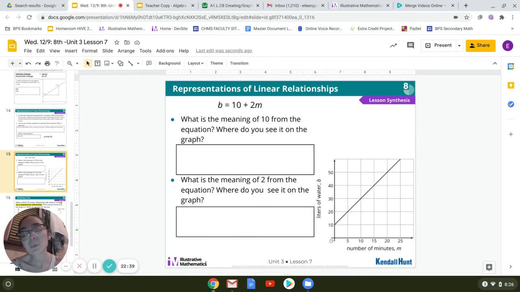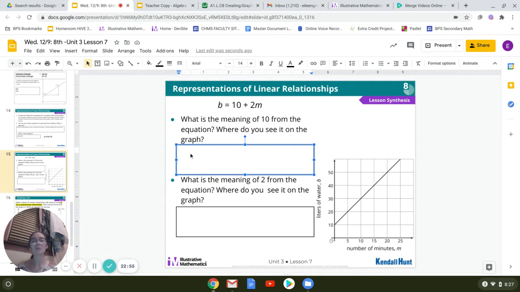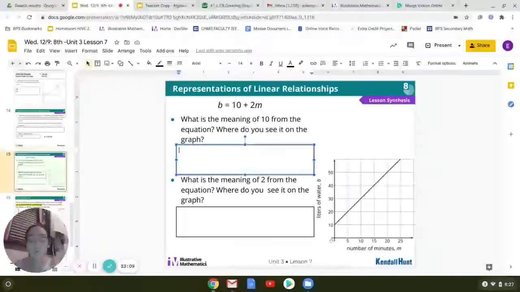So on slide number 15, we're given this equation. Oh, this is a little bit tricky. b is equal to 10 plus 2m. What is the meaning of the 10 in this equation? So we have a 10 here and it's not attached to a letter. What did we say that when we have a number that's not attached to our letter in an equation like this, that's going to be our y-intercept or our vertical intercept. So the 10 is going to be our vertical intercept.